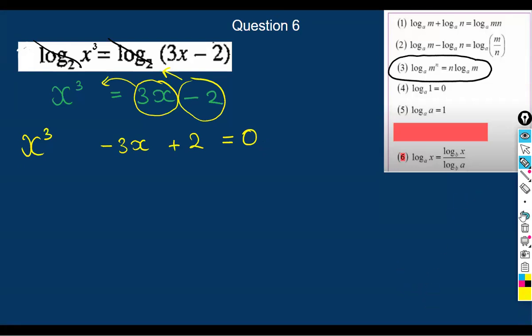If you replace it with 1, think about it. If x is 1, 1 cubed is 1, so you end up with 1 here. Minus 3 times 1 is minus 3, plus 2. If you work this out, you're going to get 0. So the first solution, which we always guess, is x is equal to 1.